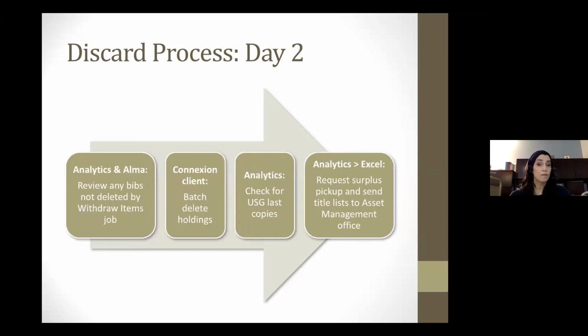In day 2, that surplus title list becomes the basis of the day 2 activities. So at that point, we would review any bibs that weren't deleted as part of the withdraw items job. We would then batch delete holdings on OCLC. We check analytics for USG last copies. And then we would export any of the surplus title lists from analytics to Excel.